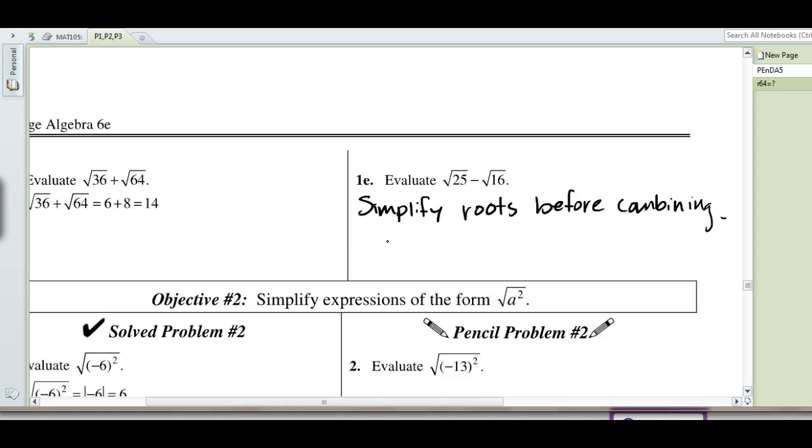So in this case, the square root of 25 is equal to 5, and the square root of 16 is equal to 4. So we just end up with 5 minus 4, which equals 1.